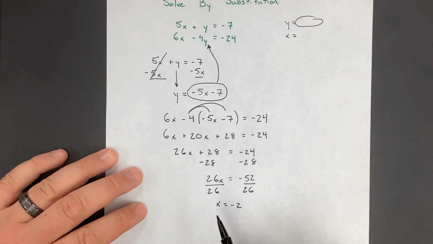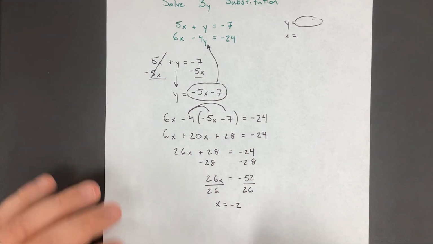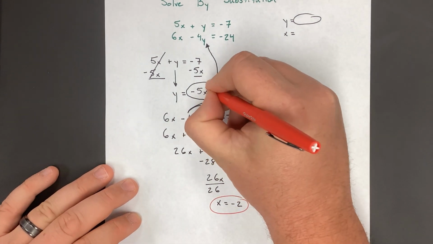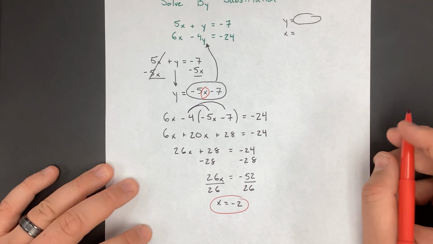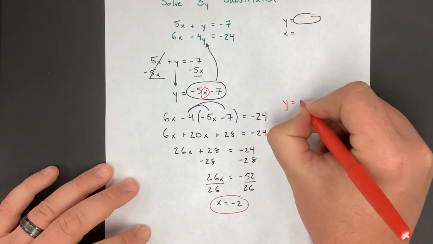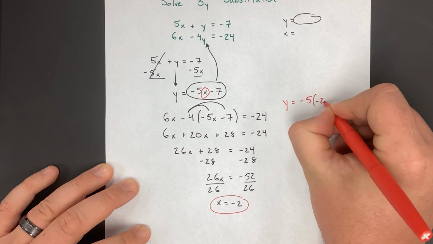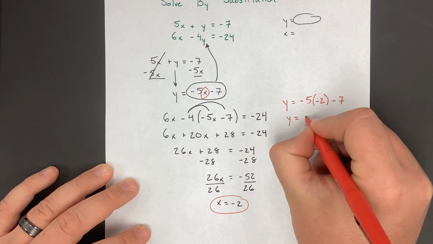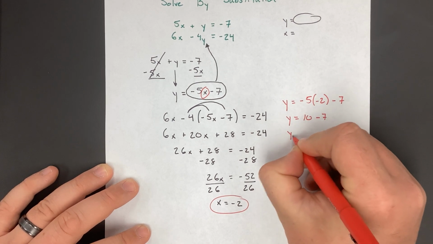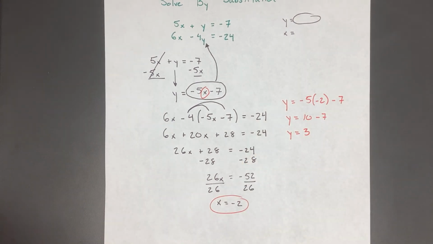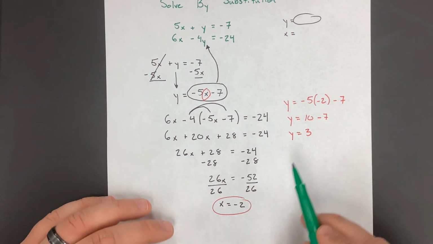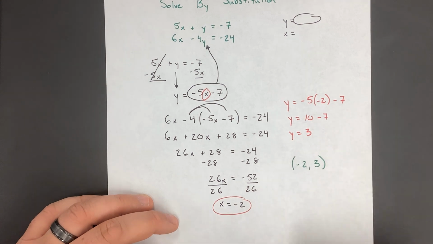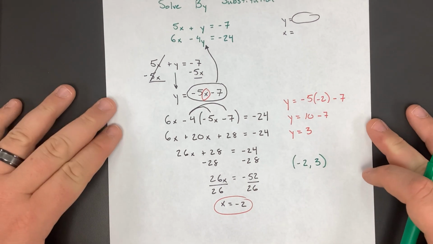Now we just need to find our corresponding y. In order to do that, I'm going to take what our x value is equal to and plug it in for x into that equation we manipulated before. So we have y is equal to negative 5 times negative 2 minus 7. So y is equal to 10 minus 7, and y is equal to 3. So our final answer, because x is negative 2 and y is 3, is going to be negative 2, 3. And that's how we'd solve by substitution.